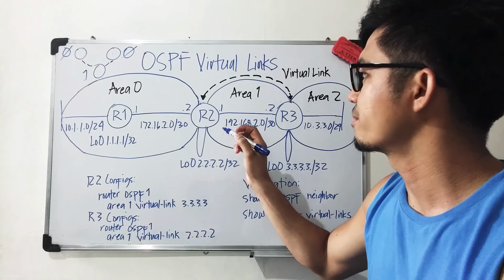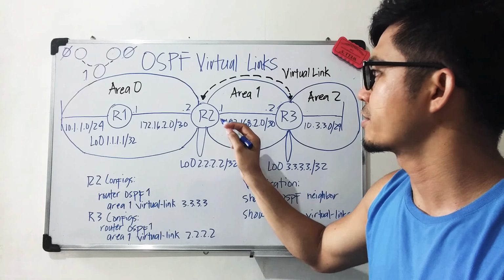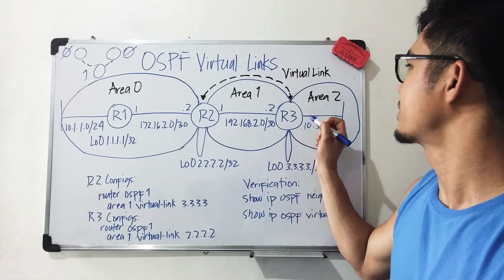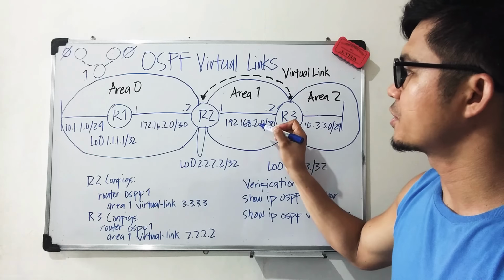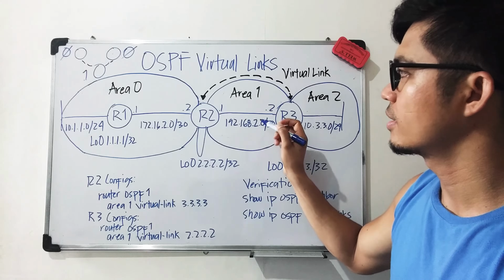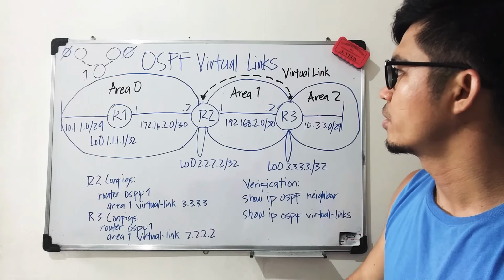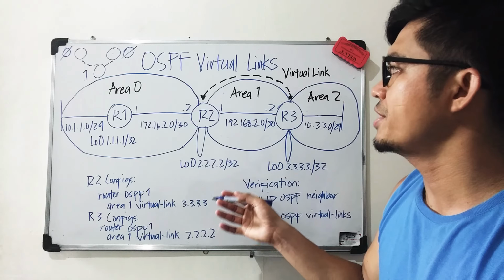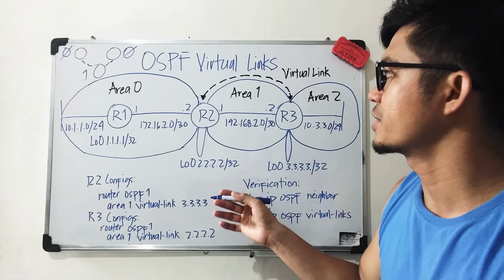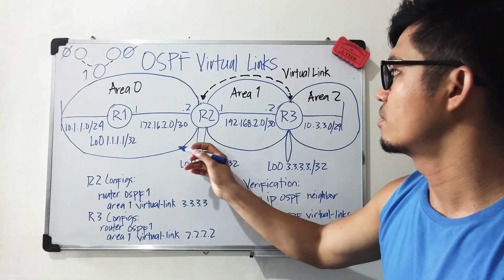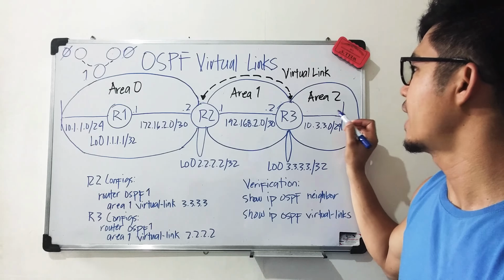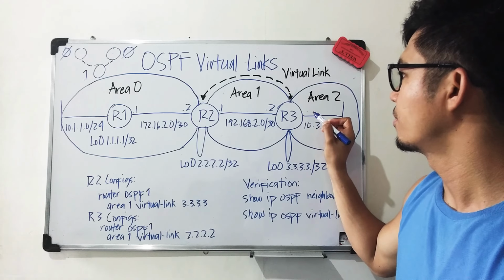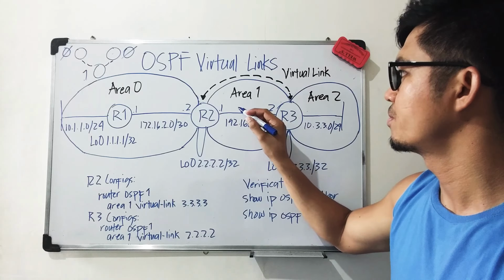You have area 1 that is connected to area 0. But you have another area, which is area 2, that is only connected to area 1. OSPF rules say that every other area has to be connected to area 0. So this is not allowed. Area 2 has to be connected to area 0.